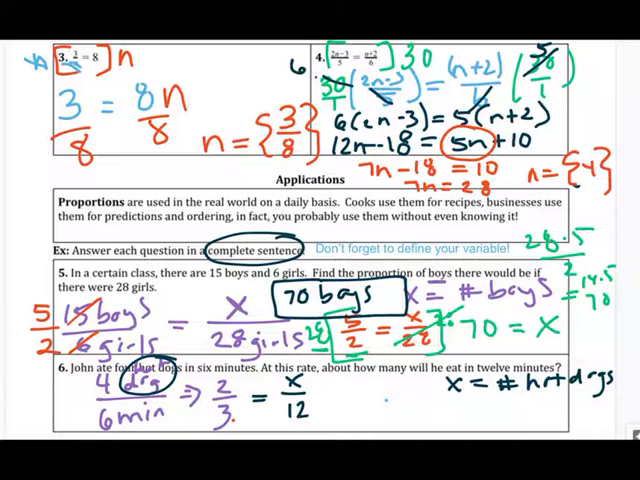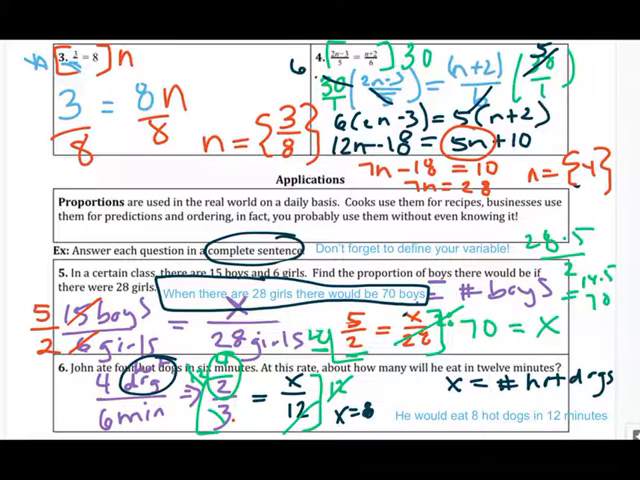So here we are again with a proportion. I'm going to identify the common denominator is 12. So I'm going to multiply everything by 12. If I multiply by 12 over here, 12 divided by 3 is 4. 4 times 2 is going to give me 8. Over here, 12 divided by 12 is going to be 1, so I'm left with x, which means he would eat 8 hot dogs. So he, or John, would eat 8 hot dogs in 12 minutes.